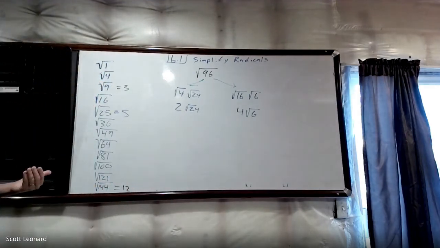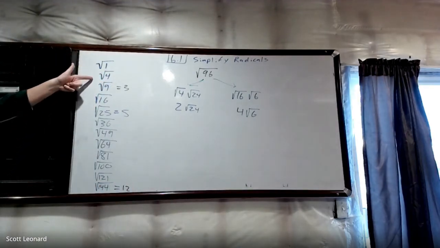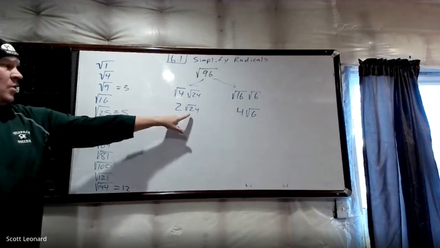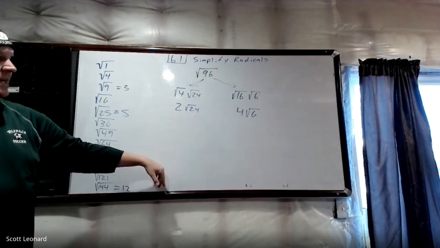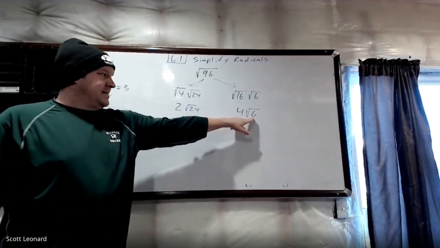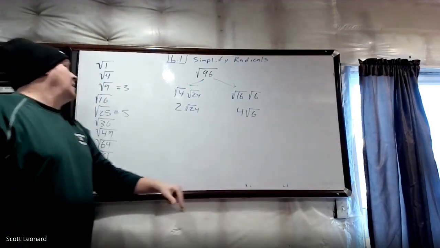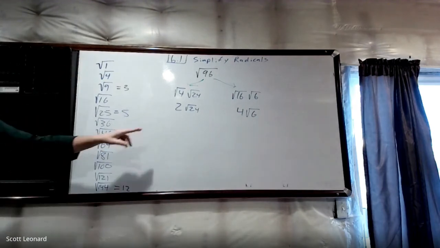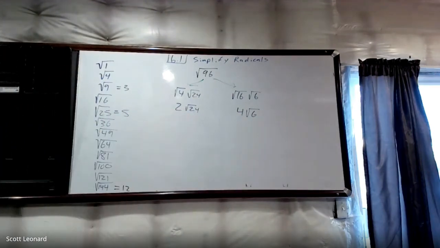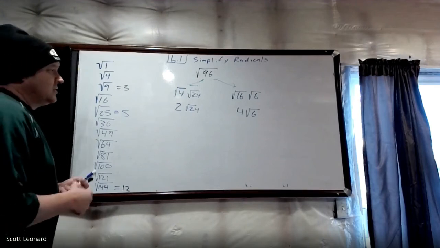So what we do is we look at our list and see, is there any other number on this list that can go into 24? Is there any other number that can go into 6? Well, we just did a problem where 6 was on there. We couldn't reduce that at all. Is there another square root that goes into 24? That's right, 4 is.